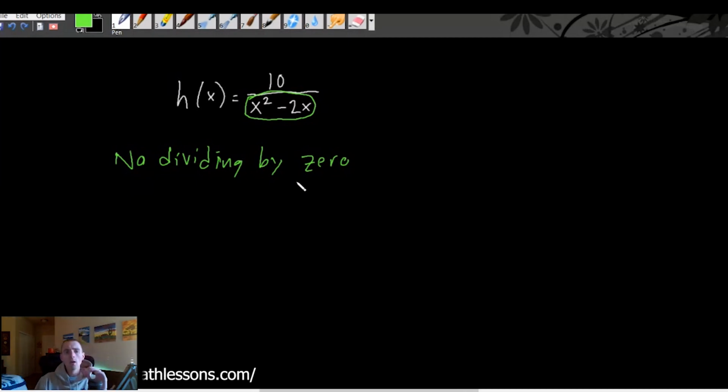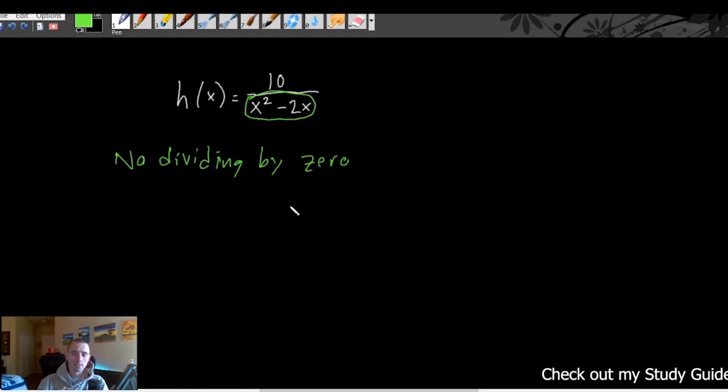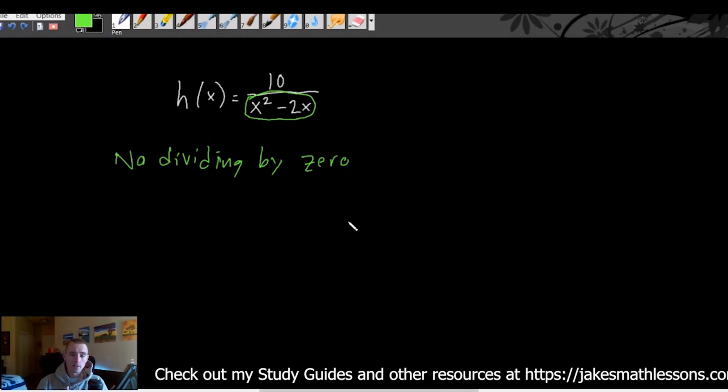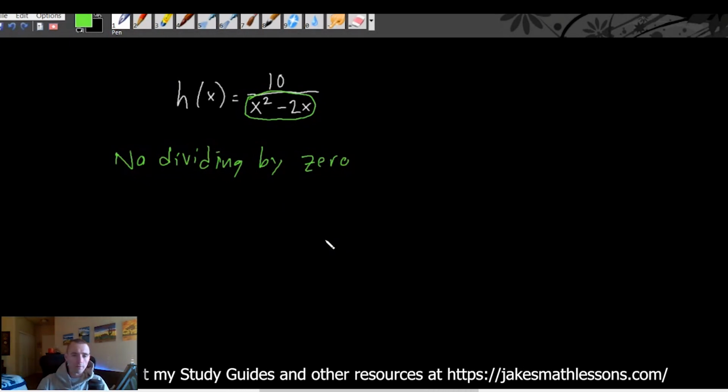So whatever x value would make that happen is going to cause a problem, and that should be eliminated from our domain. Other things you want to look out for: you cannot take the square root or an even root of a negative number. In this case, we do not have any square roots or even roots, so we don't need to worry about that one. And you can't take a logarithm, natural log, or any other base logarithm of 0 or a negative. In this case, we don't have any logarithms, so we don't need to worry about that one.